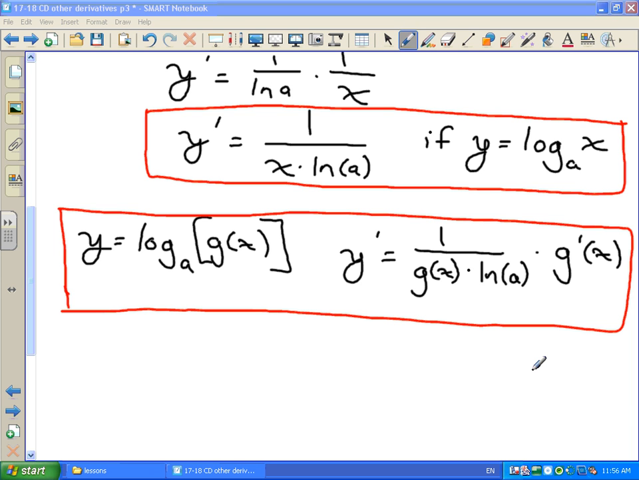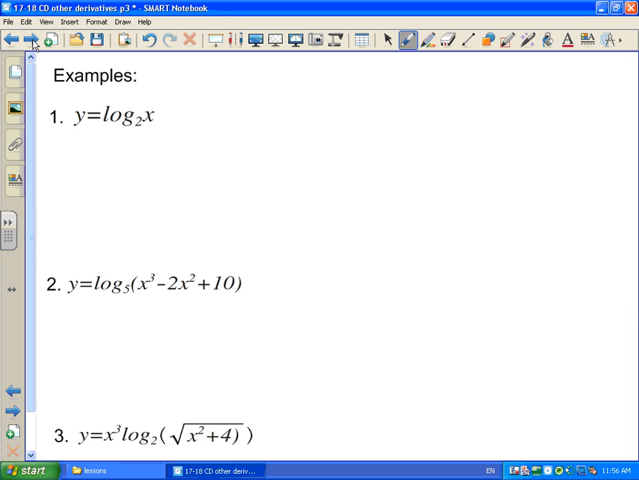So let's take a look at a couple of quick examples here. The first one is super simple. We have y equals log to the base 2 of x. So we're just going to apply that rule exactly as it's written. We've got log to the base 2, so we want 1 over x times the ln of the base, times ln 2. And that's all we had to do. If our base was 5, it would be 1 over x times the ln of 5.